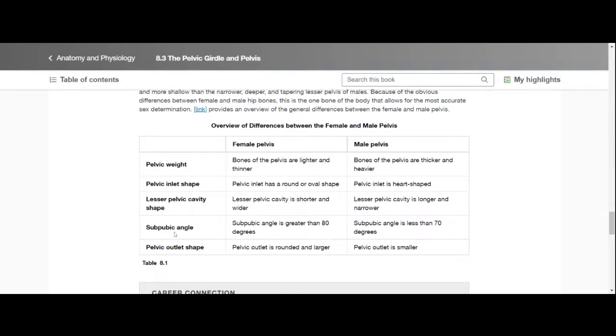The subpubic angle of the female is greater than 80 degrees, and the subpubic angle of the male is less than 70 degrees. The pelvic outlet shape of the female is rounded and larger. The pelvic outlet shape of the male is smaller.